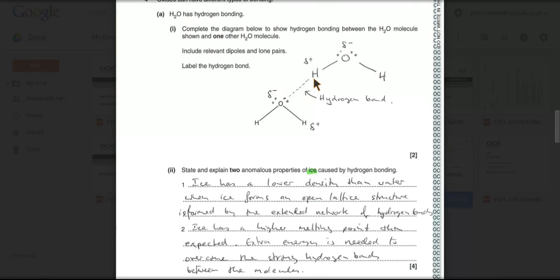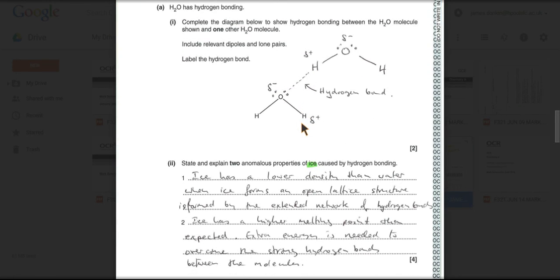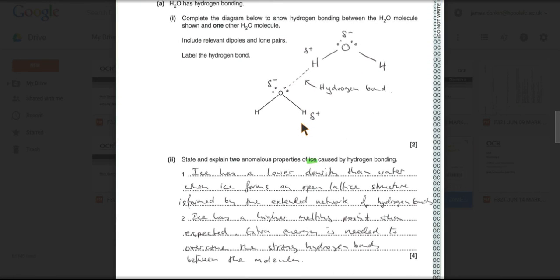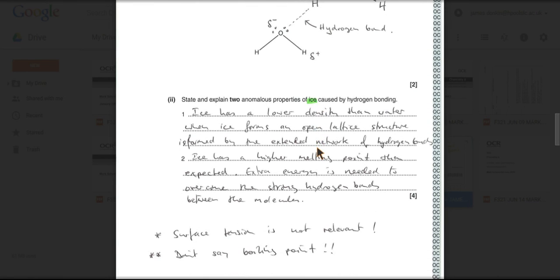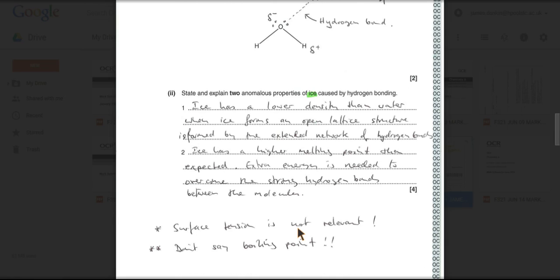State and explain two anomalous or unusual properties of ice which are caused by hydrogen bonding. So I've highlighted ice because I'm sure a lot of students would go into autopilot and just talk about water. And you've got to be careful here, because if you mention, say, surface tension, that's not relevant because ice is a solid. And the other classic mistake would be to talk about boiling point.